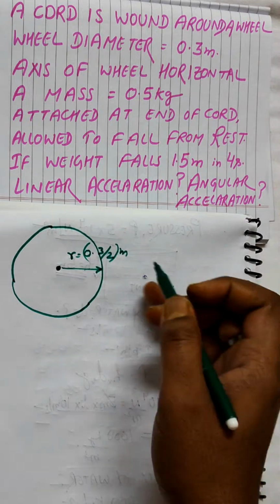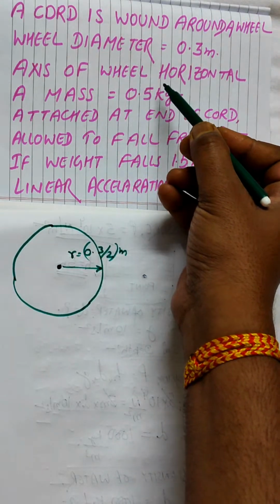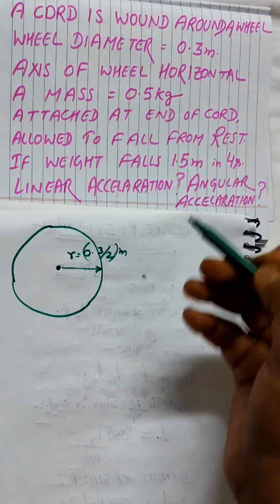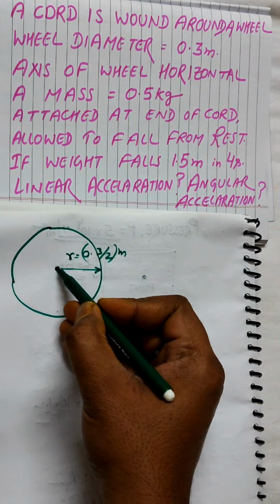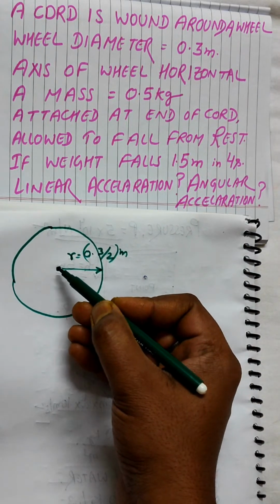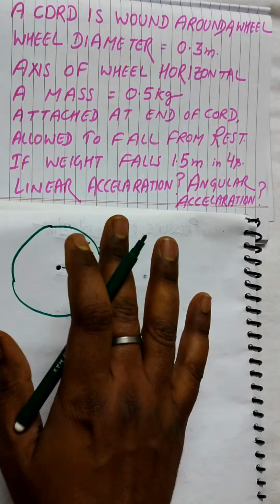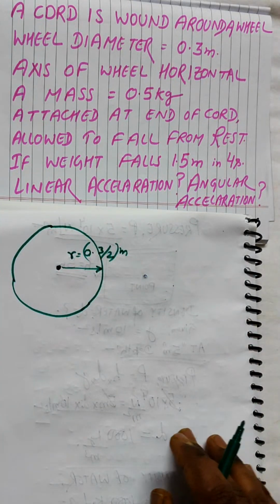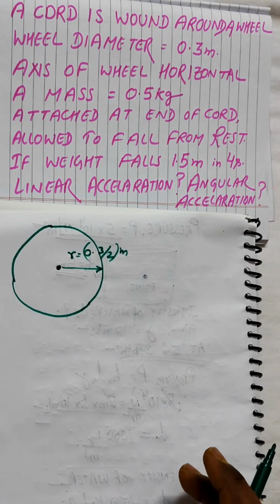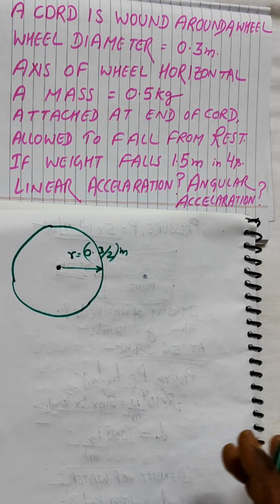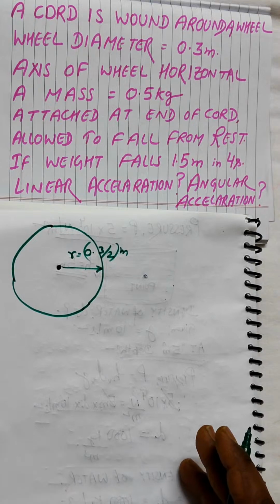Now it's also given that the axis of the wheel is horizontal. That means the axis is passing through it. It's not vertical, it's horizontal. That means the wheel is looking flattish from the front. Now a mass of 0.5 kg is attached at the end of the cord.